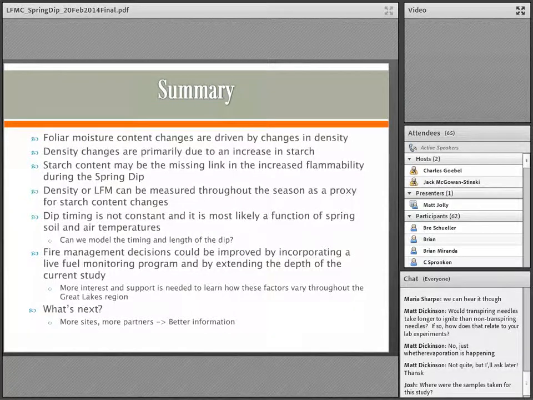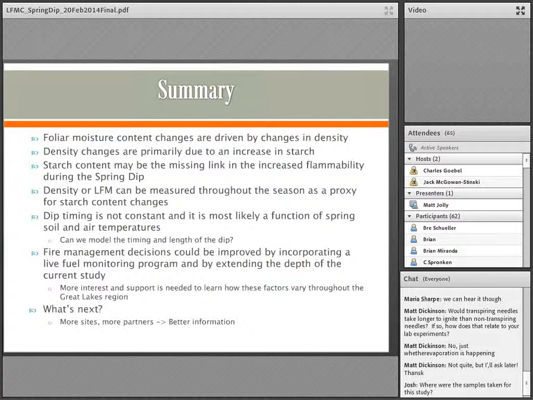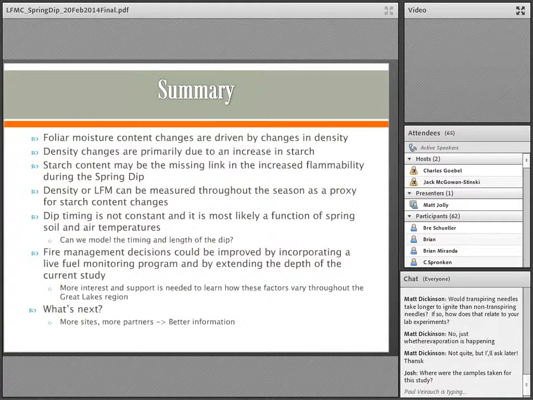Because if we can really start to get a bigger picture of this, we can start to address things like how it varies as the growing season progresses from the south to the north, or from east to west, or what the drivers are, and whether they are the same everywhere. We can't really answer that, since we only have this one preliminary site, but I think that more sites and more partners are going to lead to a much better picture of this whole thing.